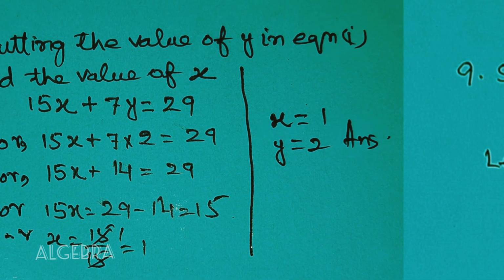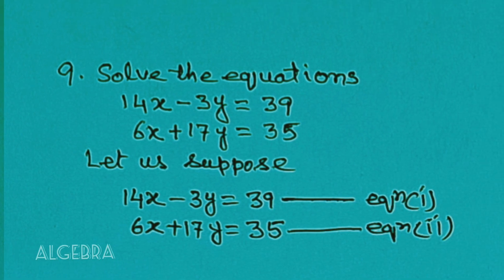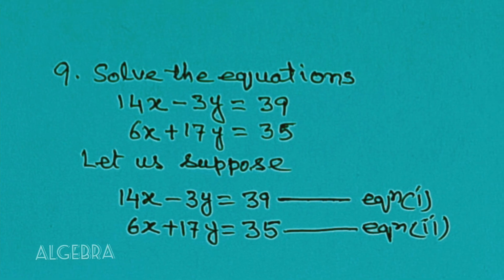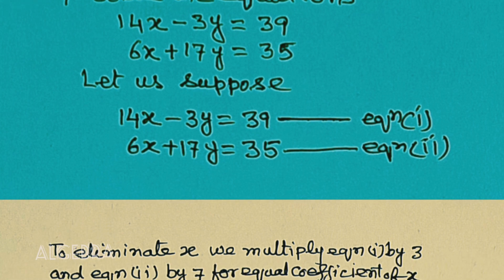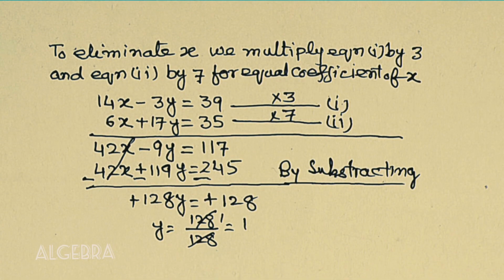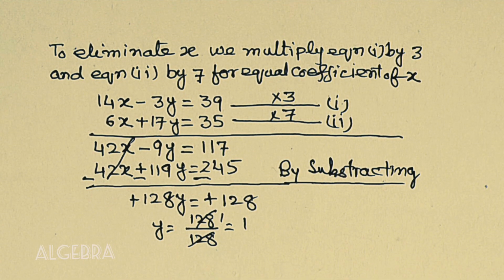Answer 9. Solve the equations. 14x minus 3y is equal to 39 and 6x plus 17y is equal to 35. Let us suppose 14x minus 3y is equal to 39, equation 1, and 6x plus 17y is equal to 35, equation 2. To eliminate x, we multiply equation 1 by 3 and equation 2 by 7 for equal coefficient of x. 14x minus 3y is equal to 39 multiplied by 3.